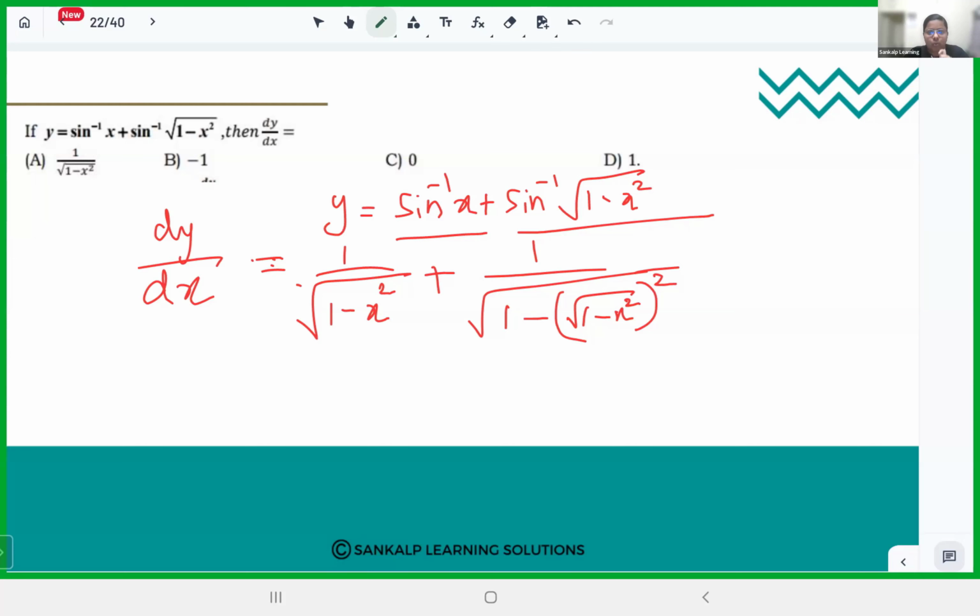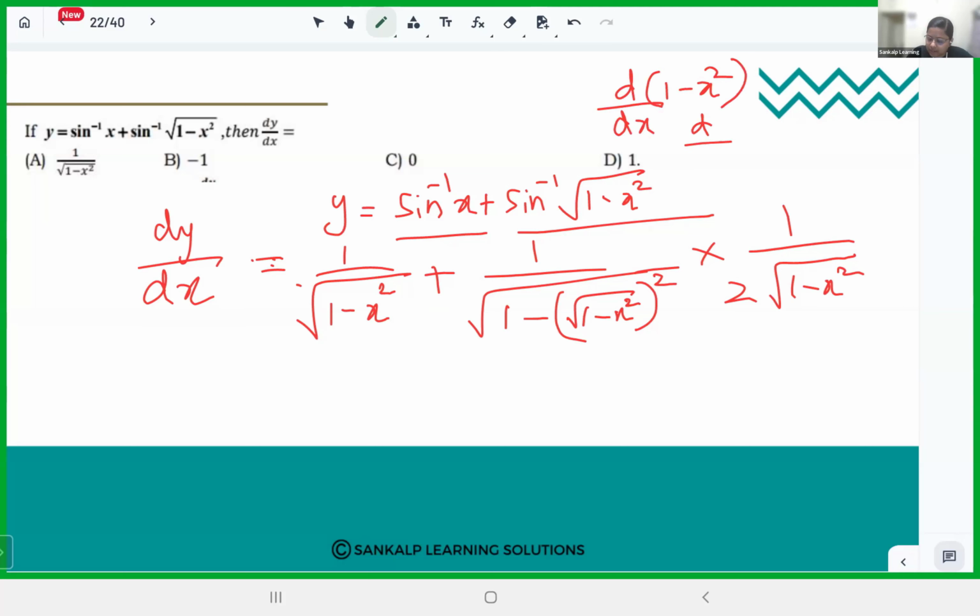So what is the derivative of root x? It is 1 by 2 root x, right? And here in the place of x, it is 1 minus x square. Okay. And again, we can't stop here because we have assumed 1 minus x square as x. So you have to multiply the derivative of 1 minus x square also. So what is the derivative of 1 minus x square?